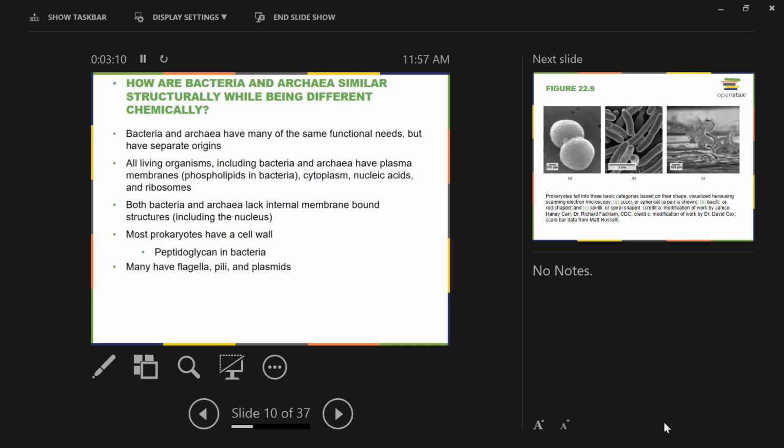Yeah, Cameron. So they both, bacteria and archaea, lack internal membrane-bound structures. Yes, and lack nuclei. But it says they have the plasma membrane. So they still have that outermost membrane. They don't have any internal membranes. They have a cell membrane. Yeah, that would be the plasma membrane. Plasma membrane, cell membrane are synonymous.